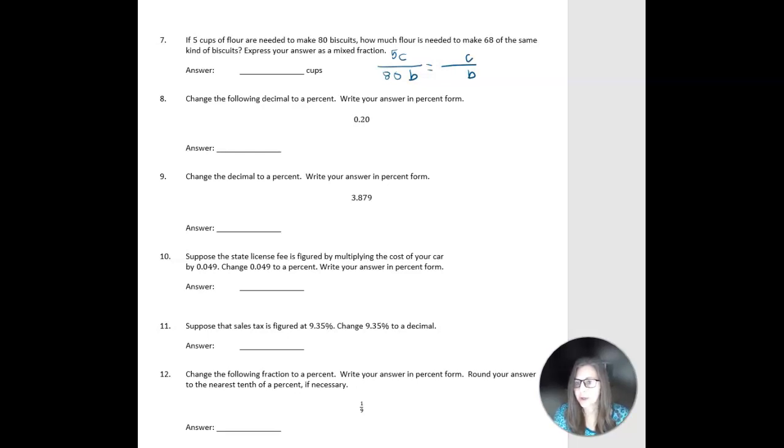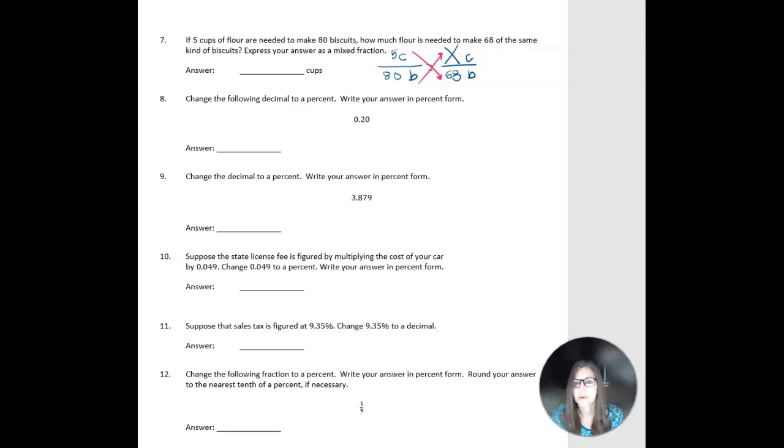How much flour, okay, we don't know how much flour, so we put an X up here, is needed to make 68 biscuits. Okay, now for time's sake, because I only have 15 minutes per video, I'm going to just let you finish this out, but you would cross multiply, and the answers are at the bottom. Let's move on to something different.